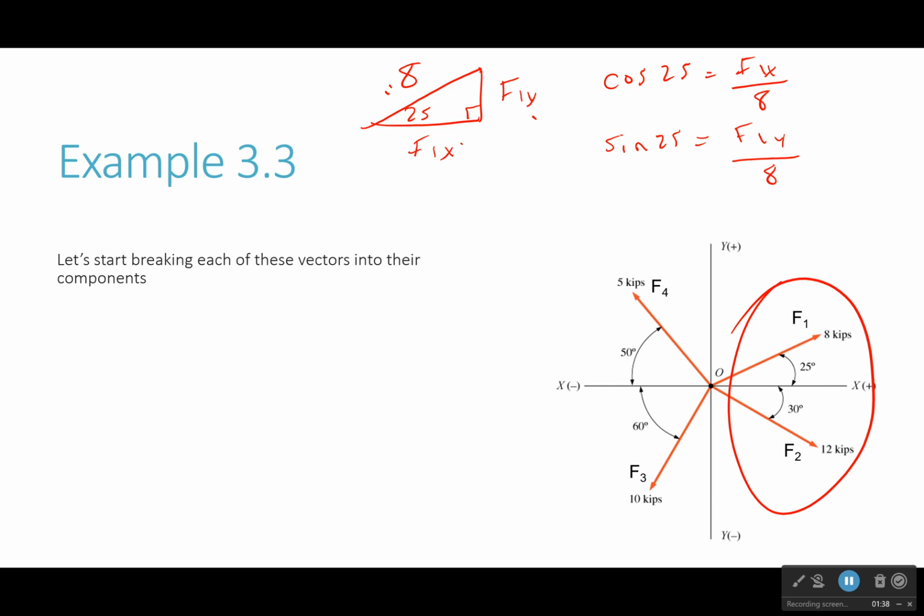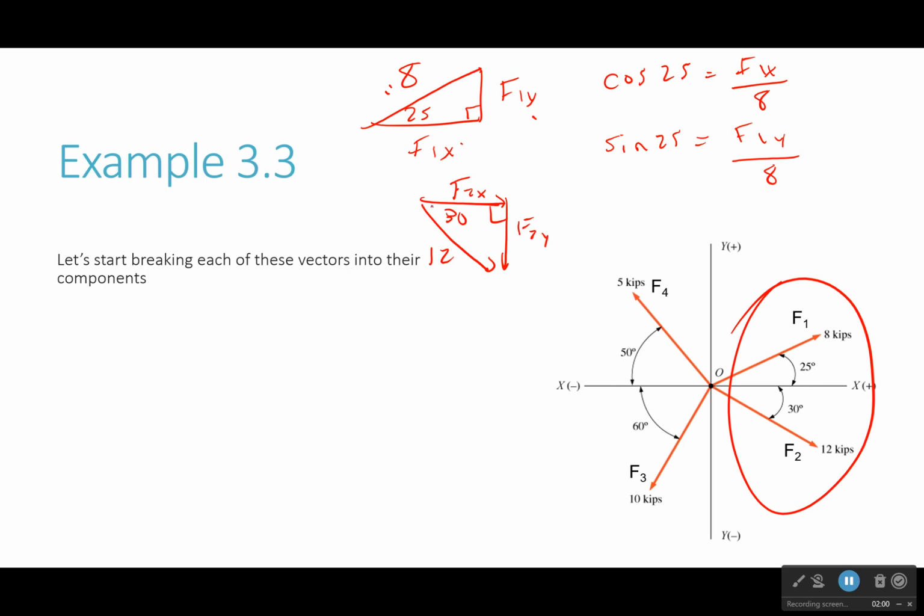Now let's do F2. And I've got the arrow pointing down. Okay, draw it over, draw it down, right angle here. And this is 30 degrees. Good. I know that this is 12. And now let's name everything. So this is F2x, that's F2y.